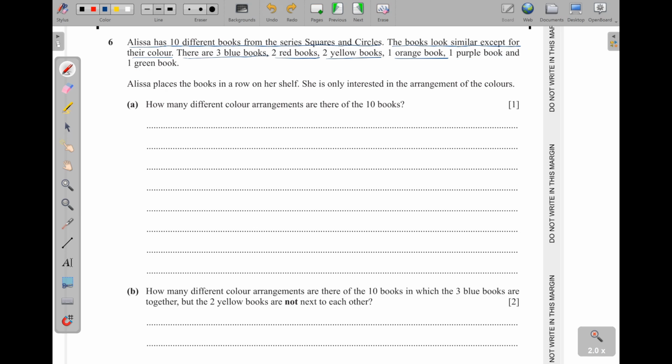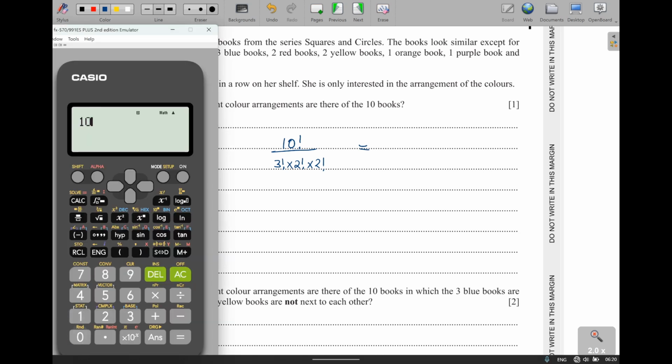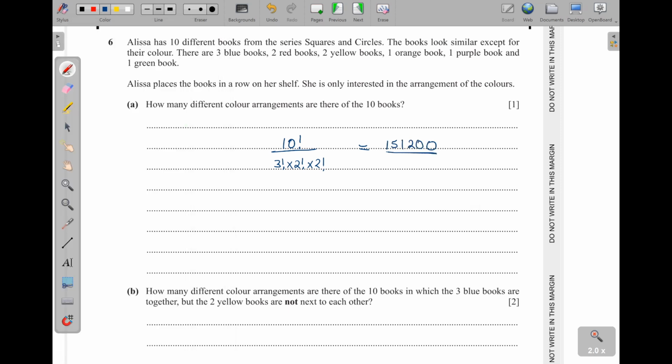Now here we are going to have 10 factorial because there are 10 books, and then these ones are 3 similar, then 2 and also 2. So I will divide by 3 factorial, then times 2 factorial, then times 2 factorial. So altogether this one will give us 10 factorial, then we divide by 3 factorial times 2 factorial times 2 factorial, which is 151,200. That is our answer here.